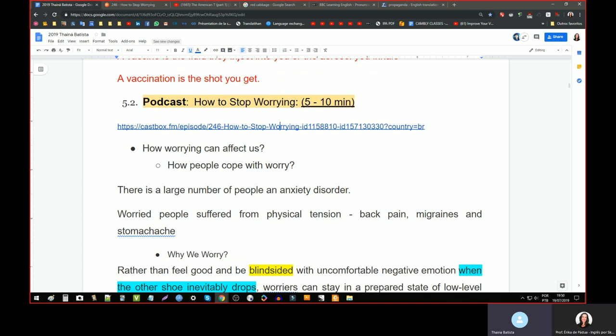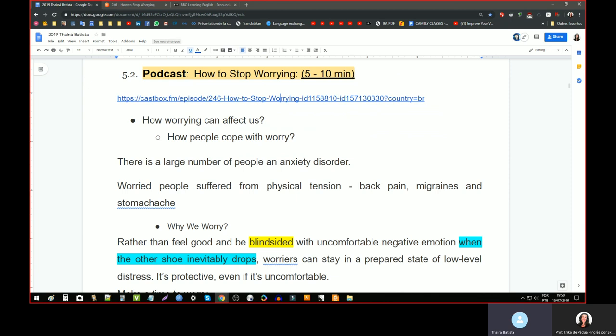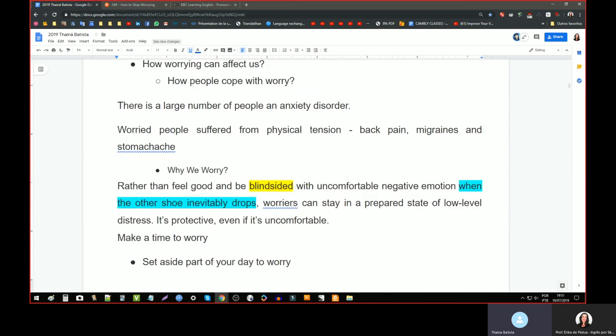It's difficult because I think there isn't a quick and easy answer, because everybody has their own problems, their own strategies. So it's very difficult. And first, I would like to start talking about how worry can affect us. It can affect us in different ways. For example, some people can get physical tensions like back pain, migraines, and stomachache. I personally, when I get anxious or worried about something, my stomach, oh my god, hurts a lot.